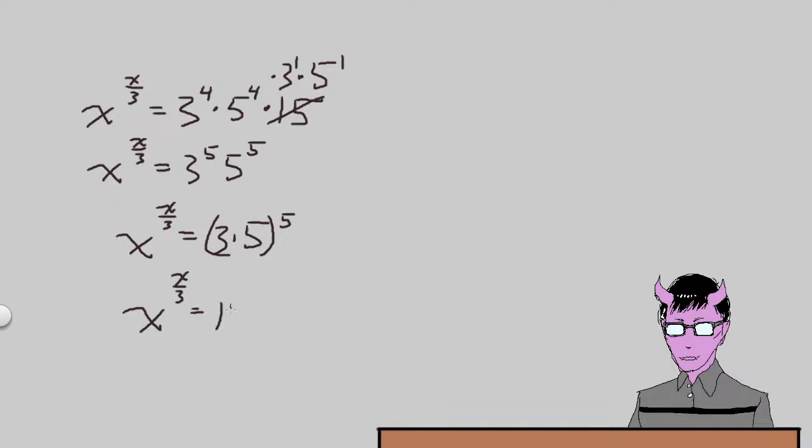3 times 5 is 15. Easy. We have a 5 here. That's kind of awkward. If you see it, you can see it. If you don't, that's fine. Again, this is a goofy problem. We have x and 15. We have a 5, and we have a 1/3 x.